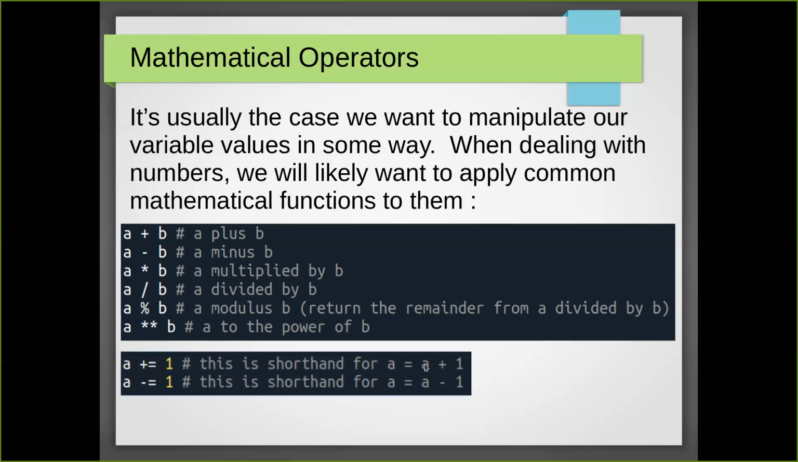Now that's really handy, particularly when you're doing iterators, when you're counting stuff. So rather than keeping on saying a equals a plus 1, you can say a plus equals 1. So take the value of a and then add to it that value. And what it's doing is the longhand version, which is saying, okay, I'm going to overwrite the value of a with whatever it was before, plus or minus that value.